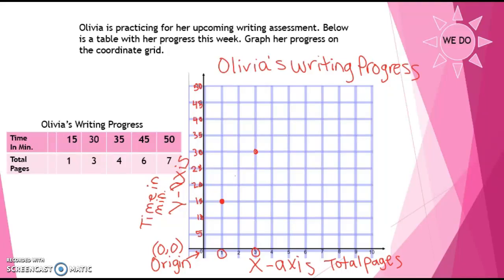And then we have 4 pages, and it says she did that in 35 minutes. And then we have 6 pages, not minutes, 6 pages. And she completed those in 45 minutes. And then lastly, we have 7 pages, which she completed in 50 minutes. Okay, so we can see her progress increases as time goes on. She writes more and more pages. Okay, so by the time she's up to 7 pages, she's written for 50 minutes. And this is how you would plot her progress on a coordinate grid.